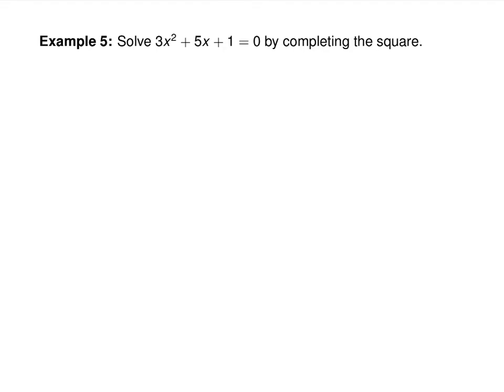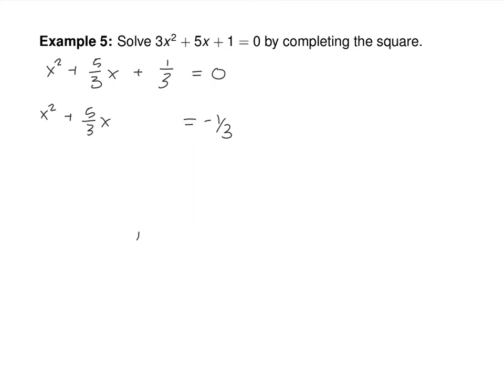Even though this method is really cool, it's also really tedious sometimes, and this is one of those examples. So if you divide by 3, we get x squared plus what? 5/3 x, great, plus 1 over 3 equals 0. So that's x squared plus 5/3 x equals negative 1/3.